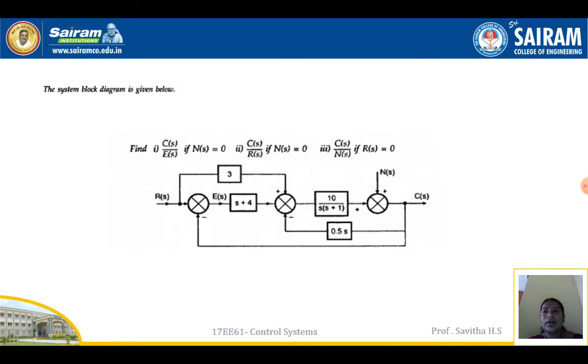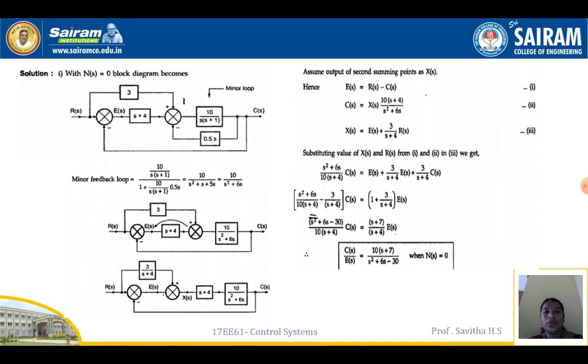The system block diagram is given below. Find C of s by R of s if N of s is equal to 0, and the second part is C of s by R of s if N of s is equal to 0. The third part is C of s by N of s if R of s is equal to 0. So the first condition is N of s is equal to 0.